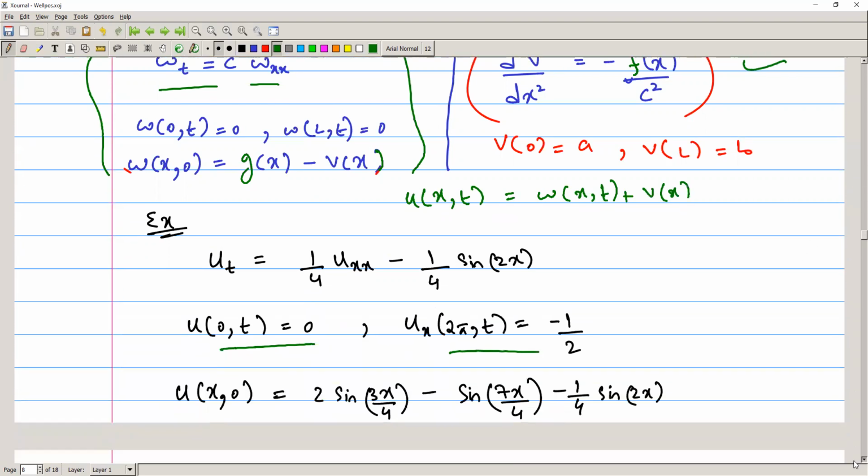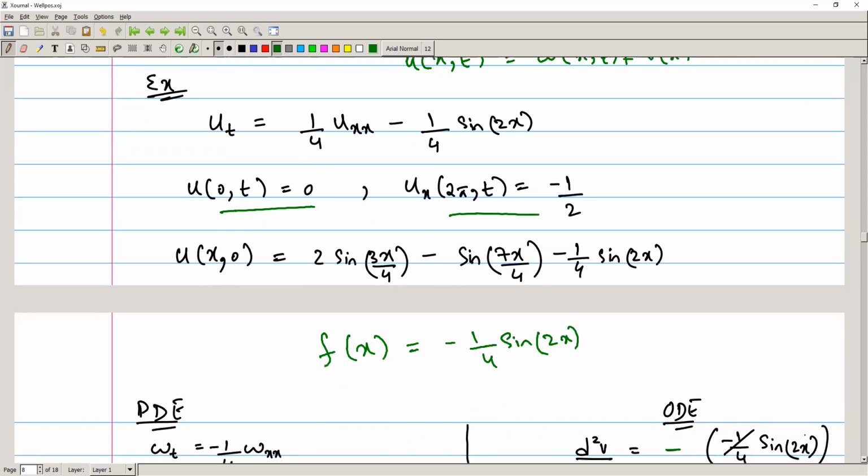So let's take an example. This is the example we started with. We are given the heat equation that is non-homogeneous, and we can see that a function of x is present in the non-homogeneous part, and the boundary conditions are given. These are the mixed boundary conditions.